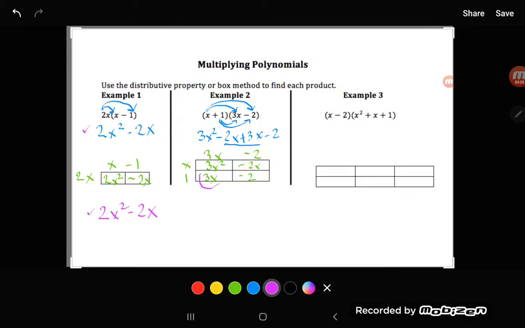So right here in this step, we have to combine like terms just as we would for the first one using FOIL. So when I take 3x squared, I subtract 2x, I add 3x, and then I bring down my negative 2, and I combine like terms. My final answer is 3x squared plus x minus 2.